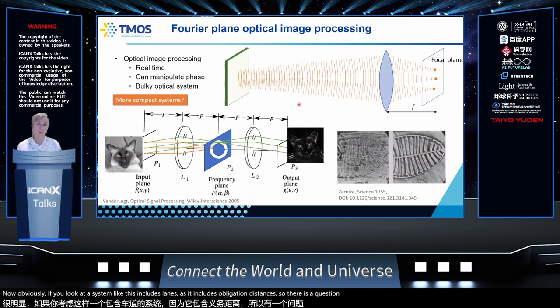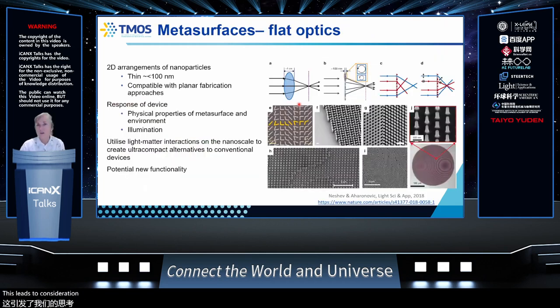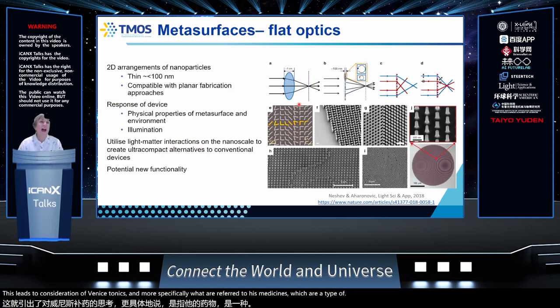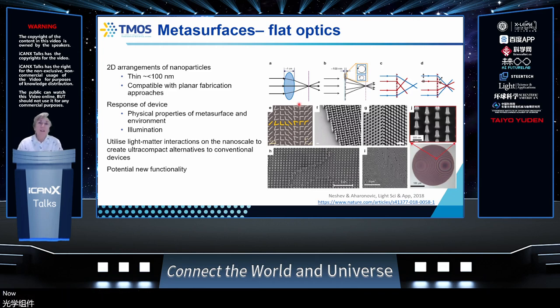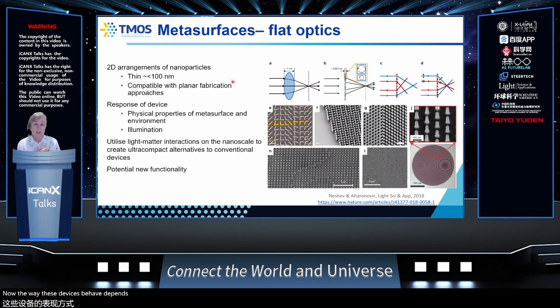Now, obviously, if you look at a system like this, it includes lenses, it includes propagation distances. So there is a question as to whether we can create more compact systems using much smaller optical components. And this leads to consideration of nanophotonics and more specifically what I refer to as metasurfaces, which are a type of flat optical component. Now, a metasurface consists of a two-dimensional arrangement of nanoparticles. These nanoparticles are very thin, and that means the overall structure is compatible with conventional planar fabrication approaches. Now, the way these devices behave depends on the physical properties of the particles, that is the geometry and the materials out of which they are composed and that surround them.